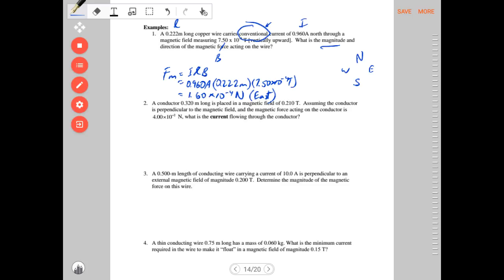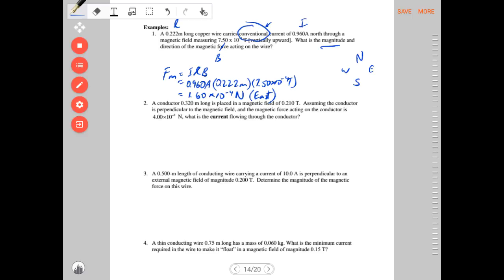Okay, number 2. A conductor 0.320 meters long is placed in a magnetic field. Assuming the conductor is perpendicular to the magnetic field, and the magnetic force acting on the conductor is that much, what is the current flowing through the conductor? Notice how in this question there are no directions. So if there's no directions in the question, we don't have to worry about which direction the current is flowing. It's just flowing.